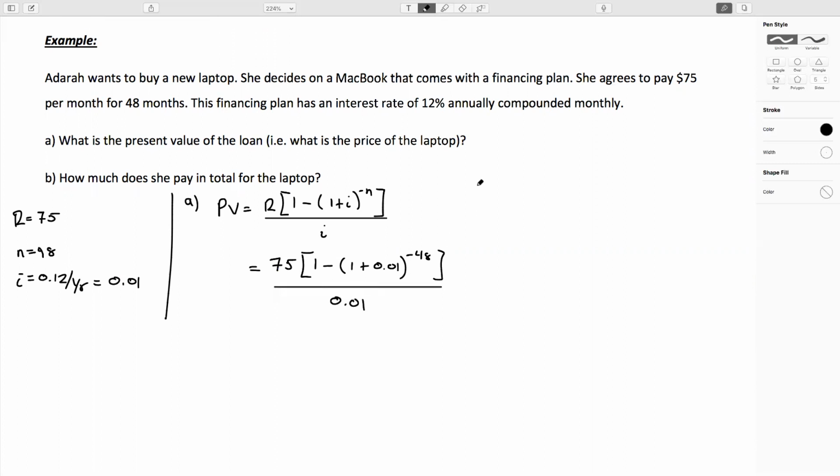We can simplify this a little bit if we want. Let's maybe simplify those brackets on the top. So 1 minus 1 plus 0.01 to the power of negative 48. This will become 75 times 0.3797. Again, I'm rounding this, so it's not going to be super precise. All divided by 0.01.